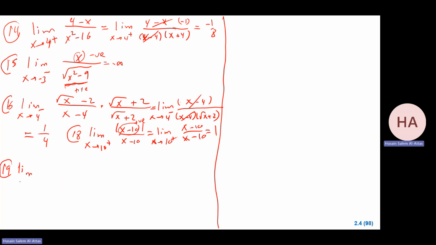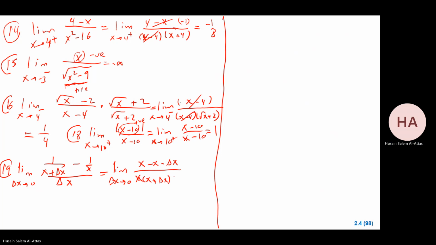19, the limit as delta x goes to 0 of 1 over x plus delta x minus 1 over x, all over delta x. Substitute, you get 0/0. That means I need to remanipulate the function in a different way. That will be what? x minus (x plus delta x) over x times (x plus delta x), times 1 over delta x, cancelled. Also the delta x cancelled. I'm getting what? As delta x goes to 0, this will be 0. So I'm having -1 over x squared, which is actually the derivative of 1 over x.